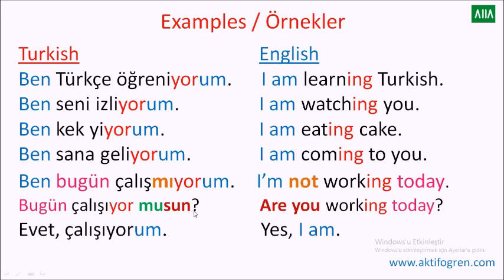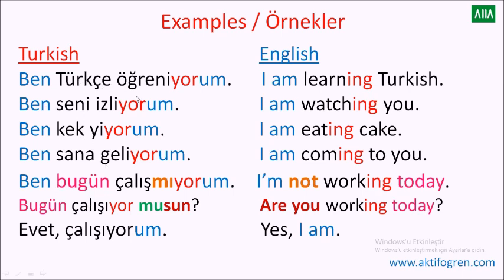Which is a question form, because there is a mu question word. If the answer is yes, you should say evet çalışıyorum. Yes, I am, or you can say yes, I'm working today. So here what you should know is also, as you see here, we all the time put the objects between subject pronouns and before main verbs. So all these things go between these two things, alright?